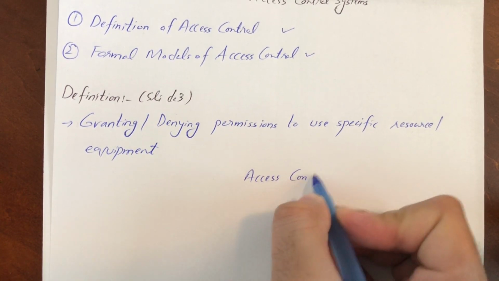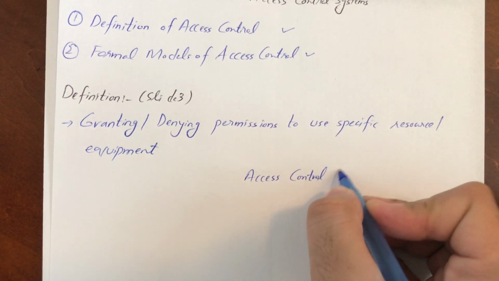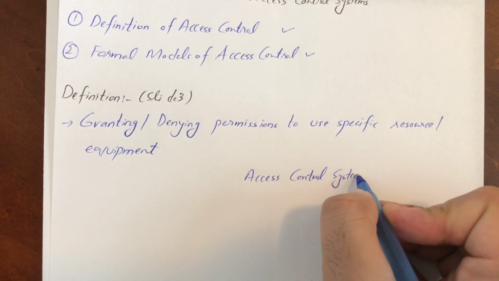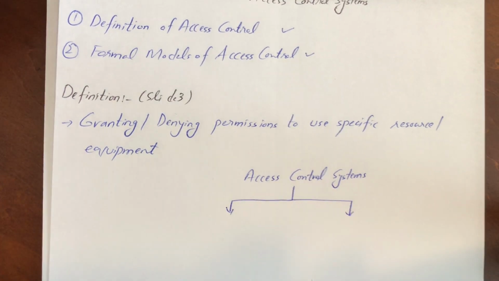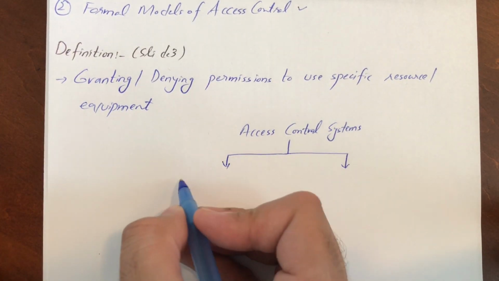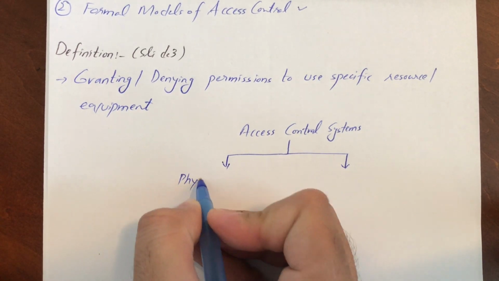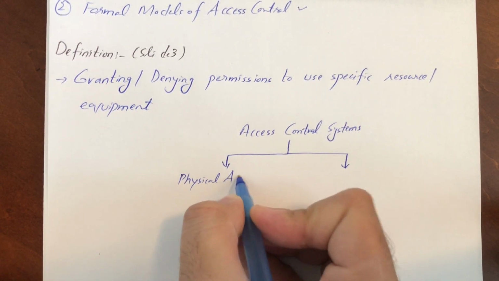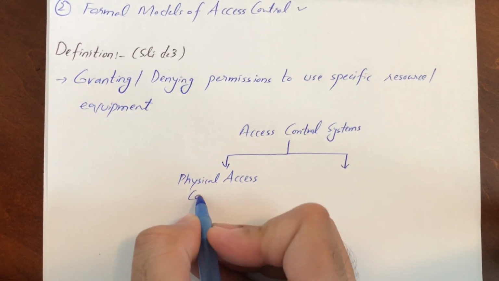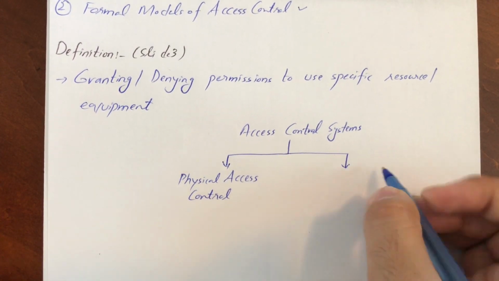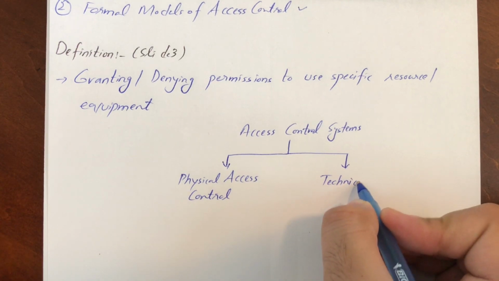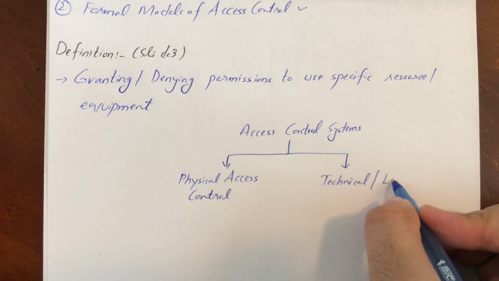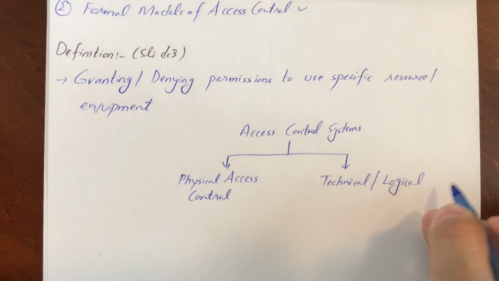Now, access control systems can be further classified into two types. There are two main types of access control systems. The first type we can call physical access control systems, and the second type is technical, or you can say logical, access control systems.